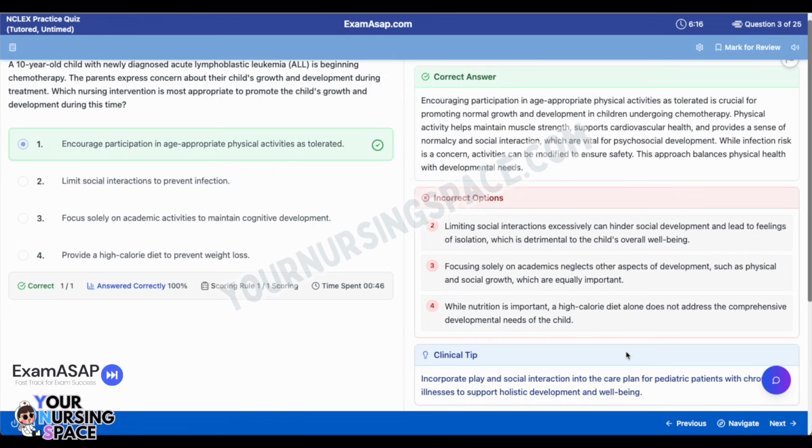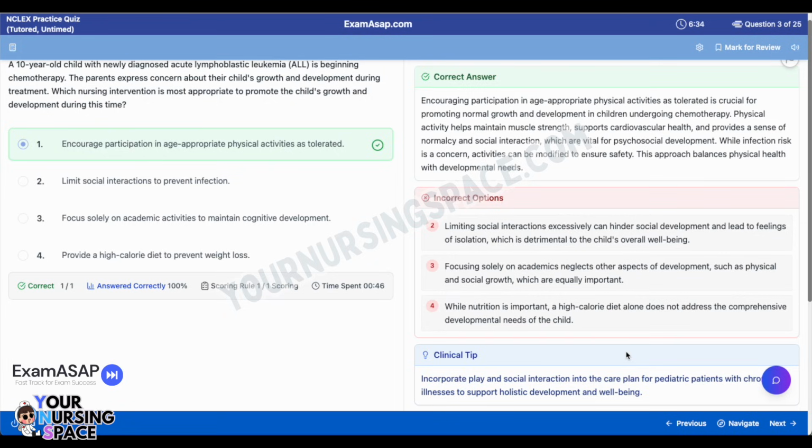C. Focusing solely on academics neglects other aspects of development, such as physical and social growth, which are equally important. D. While nutrition is important, a high-calorie diet alone does not address the comprehensive developmental needs of the child.